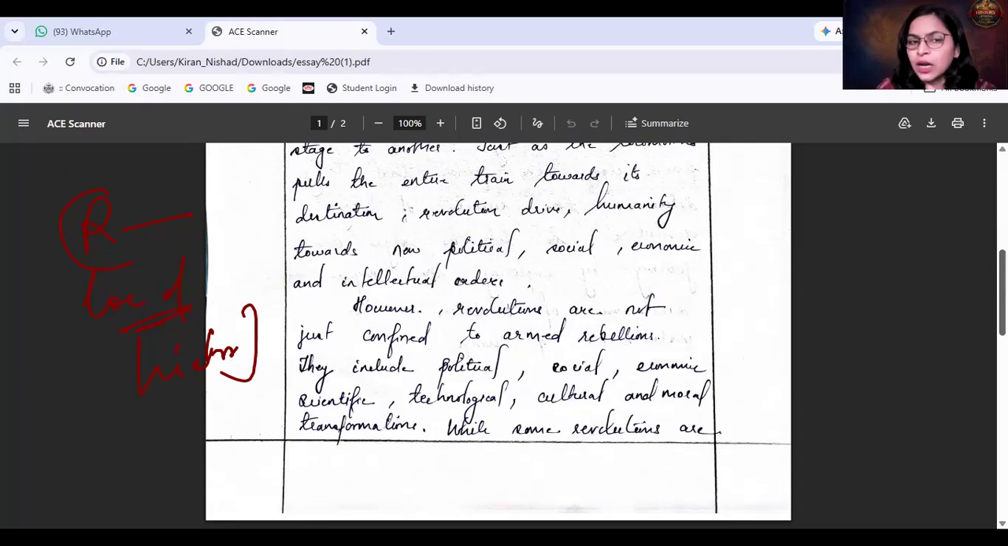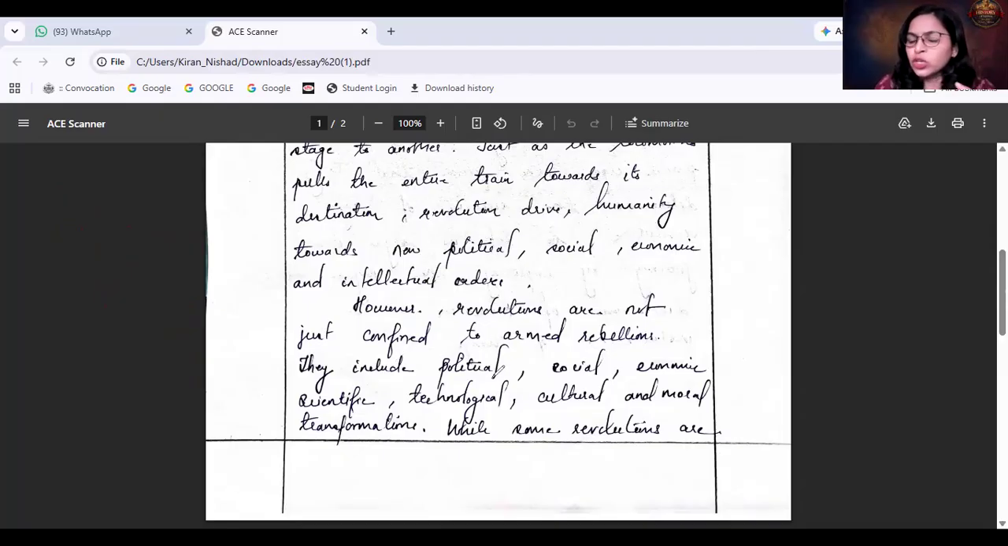However, revolutions are not just confined to armed rebellion. Whenever we hear this word revolution, there is always a picturization in front of our eyes that there is a bloody war, there is bloodshed, okay? Armed rebellion. Usually that is the connotation of a revolution. But here I want to emphasize that revolutions are not just confined to armed rebellions. They include the other aspects also.